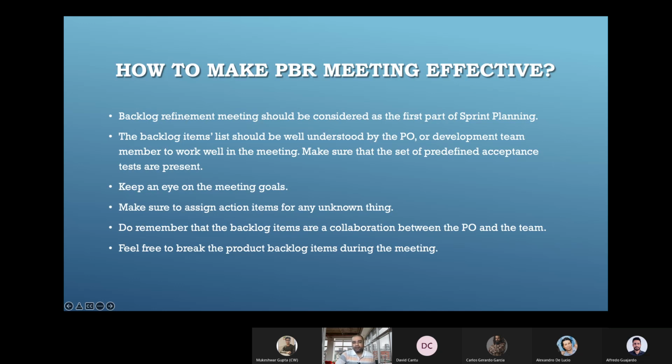Then do remember that backlog items are a collaboration between the PO and the team. It's collaboration, which means we are collaborating with the product owner as a team with the help of backlog items. It means you need to have something to talk to the PO about. On which basis are we going to ask? We are going to ask on the basis of backlog items.